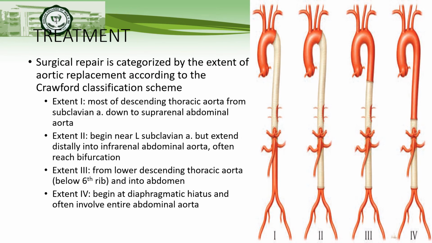Okay, so extent 3, third segment from the lower descending thoracic aorta, below the sixth rib and into the abdomen, can reach again the infrarenal, the bifurcation. And the last one, extent number 4, they begin at the diaphragmatic hiatus and often involve the entire abdominal aorta. So that's how you replace aneurysms.